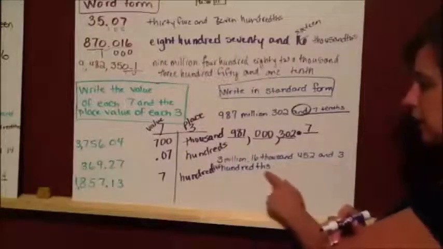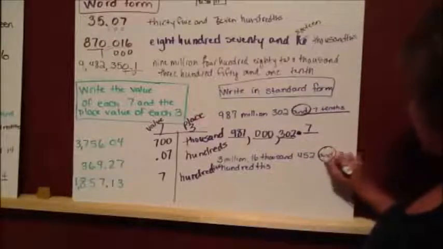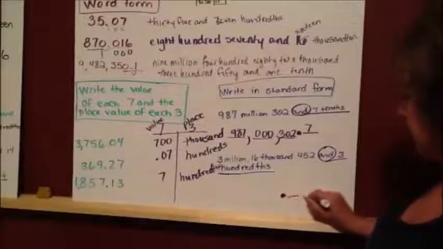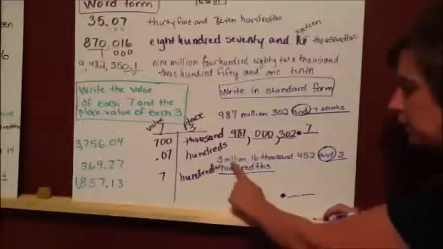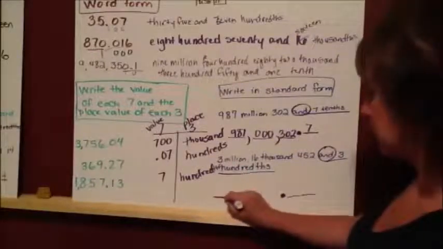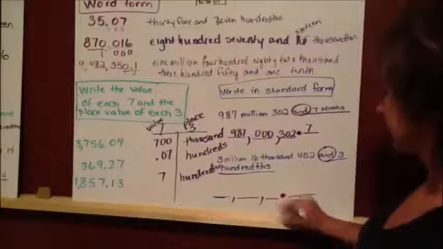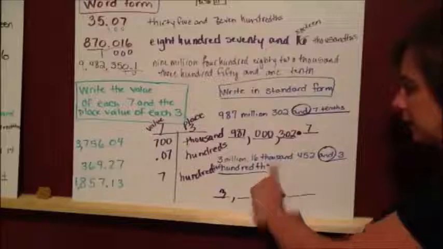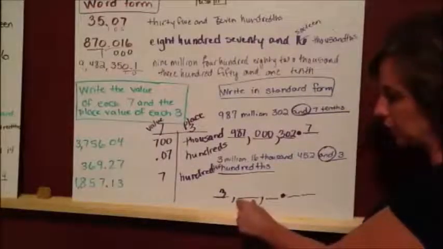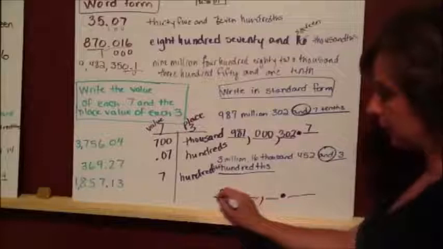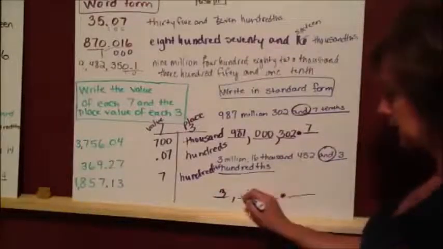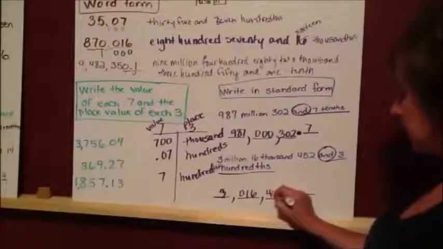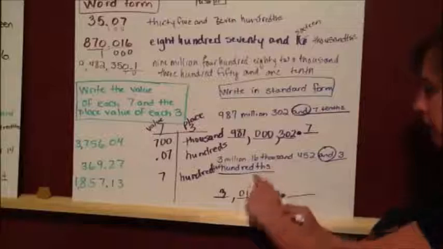Last, 3,016,452 and 3/100ths. There I've identified my decimal word and everything behind it. So I know I'm going to have that and tenths, hundredths. Million is the largest period, so I need 3 periods. 3,016,000. Now I know there have to be 3 digits in each period in the middle. It's okay if I don't put the zeros here, but 16,000 would have to look like that. 452 and 3/100ths.